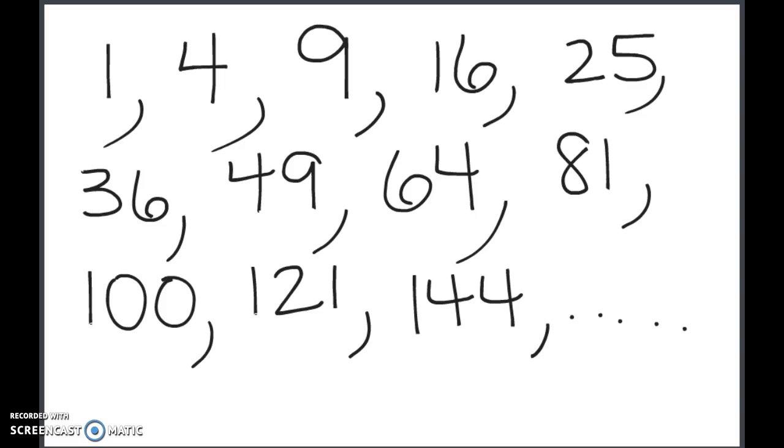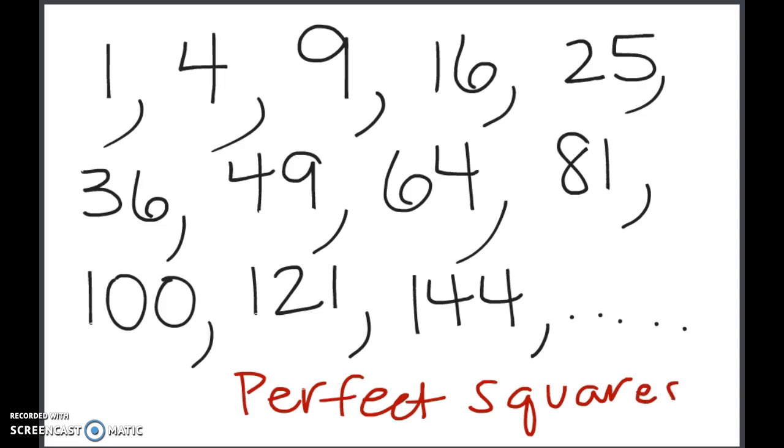It's all it is when I square a nice number. So I squared 1, I squared 2, I squared 3. These are called perfect squares. We're going to be using those.